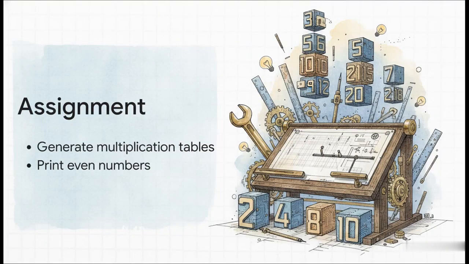Now it's your turn to get your hands dirty. Your assignment from today's explainer is to write code that generates multiplication tables, and write another script to print only even numbers. You're going to need your loops, your range function, and your understanding of conditions to pull this off. I highly encourage you to open up your Python editor and practically apply this new knowledge. You are going to be amazed at what you can build.